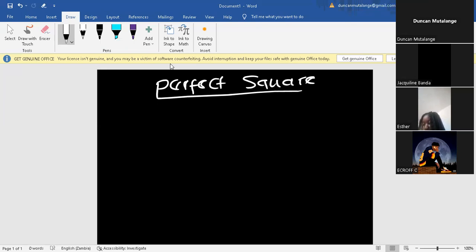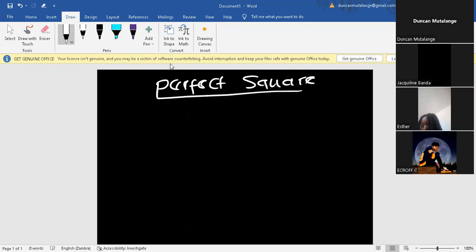If I say a product, anyways, I've said it, I've multiplied, isn't it? So you can just write this down. A perfect square is a number that can be expressed as the product of an integer by itself. I'll repeat that. A number that can be expressed as the product of an integer by itself.